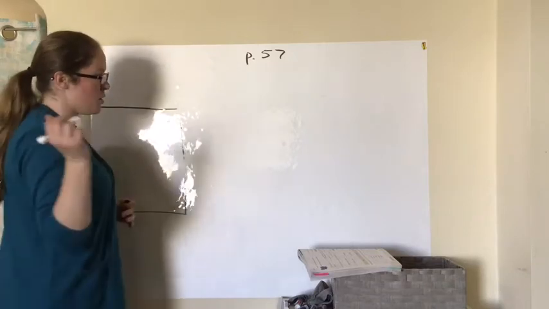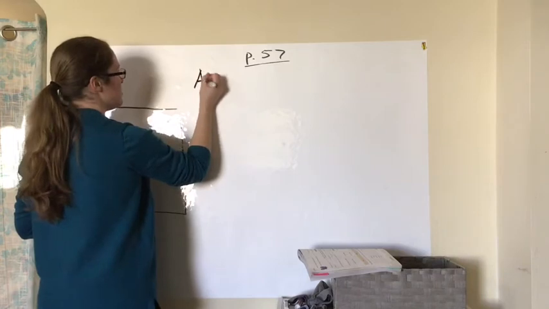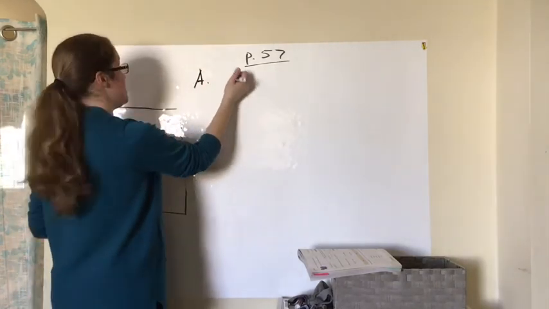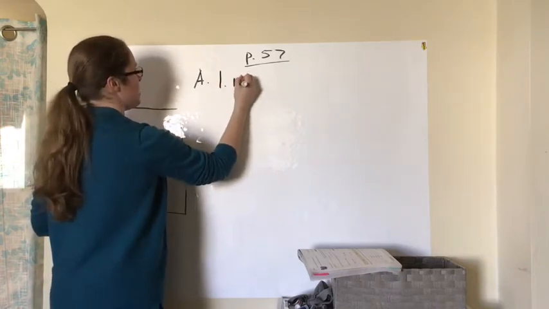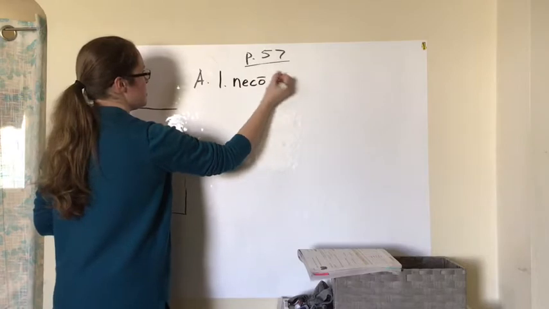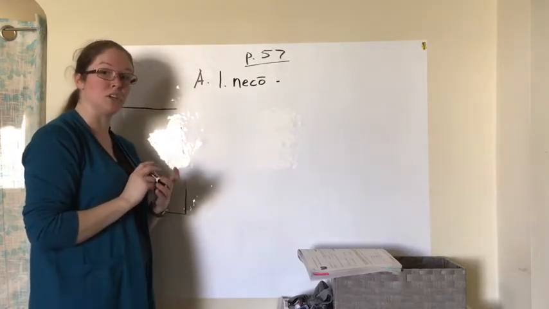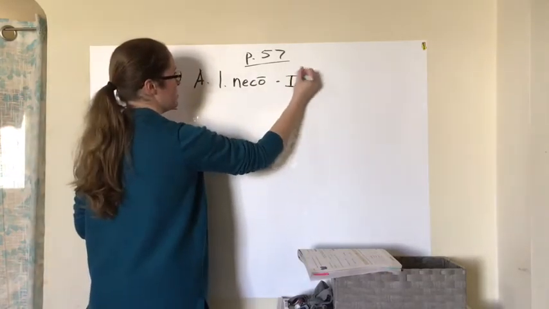So, we're looking at page 57, section A, translation, and we're just going to go through them. Some of them are super easy, and then some of them are a little bit trickier. So, number 1 says neko. This one's pretty easy. Neko, nekare, nekawi, nekatum. I killed, to kill, I killed, killed. So the one that just ends in O is I kill.